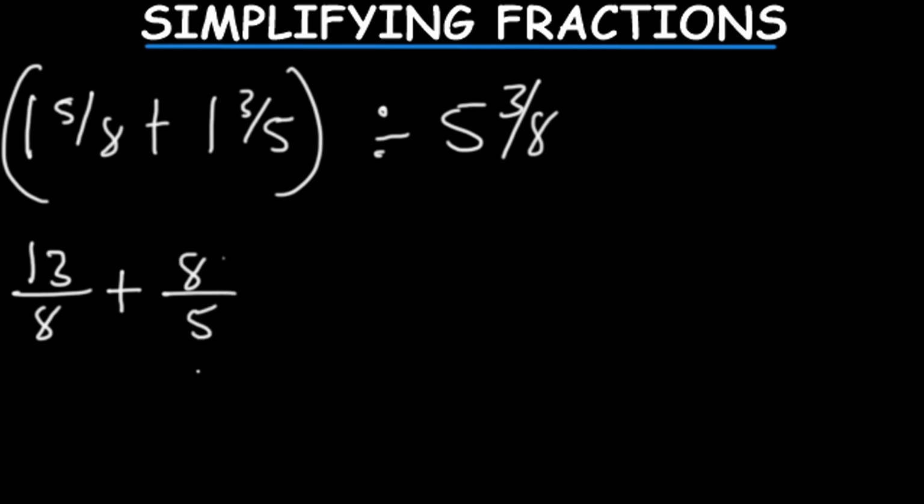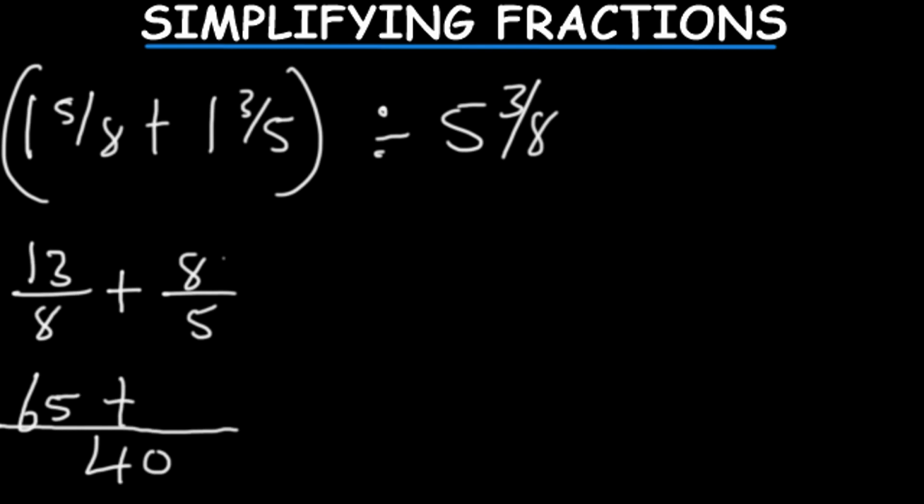Now the next thing we can do is to find the LCM. So we need a number whereby 8 can go in it and at the same time 5 can go in it. So let's use 40. 40 is pretty good. So we are using 40 as the LCM. So 8 can go in 40 five times. And 5 times 13, that's 65. So we have 65.